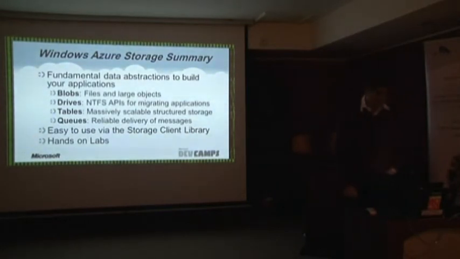So this is basically what we covered now. We have blobs, we have drives, we have tables, and we have queues. The queues is the most important because it gives you a reliable delivery of messaging. Okay? Any questions on this?